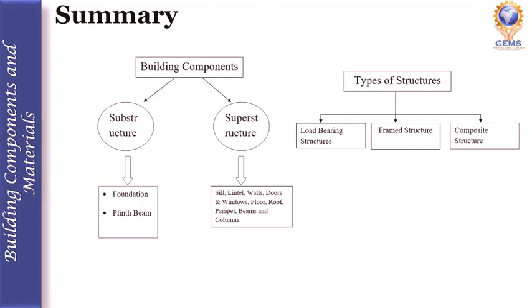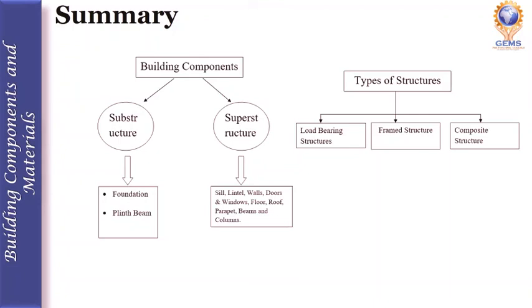Then we saw the superstructure. Superstructure is the structure that lies above the ground or plinth level. Mostly the superstructures are columns and beams, and some other important components in the superstructures are sill, lintel, walls, doors, windows, floors, roof, parapet, beams and columns. We saw everything in the videos.